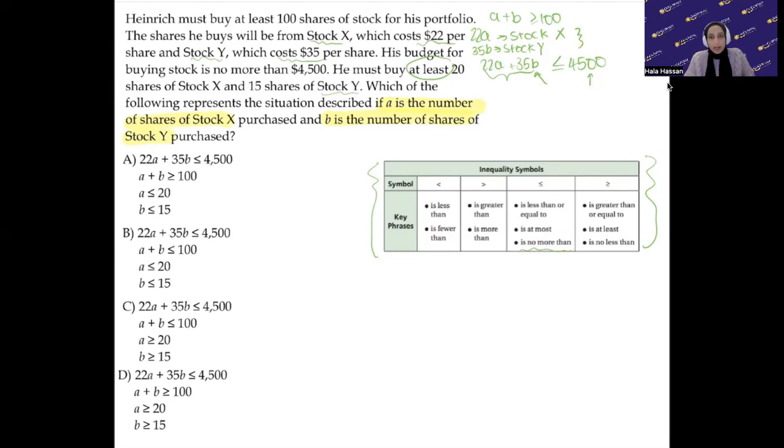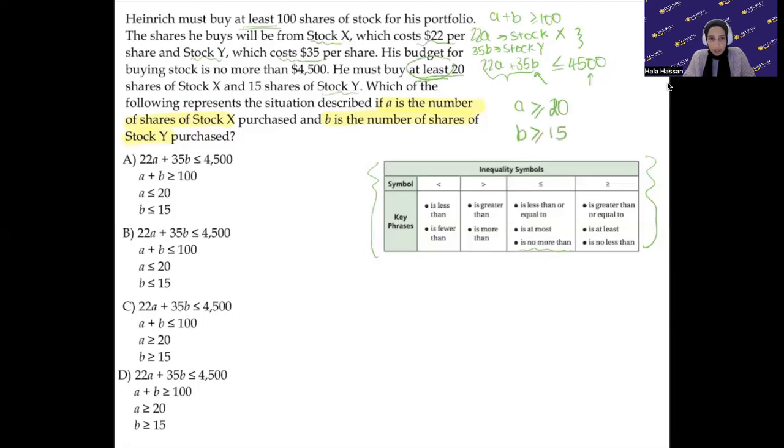Now let's have a look at this. That's not the only thing we had. We had that last sentence, right? That 20, so they're saying at least 20 from stock X. Remember how we represented stock X by A? So A, it's saying at least. Do you remember what at least means? We used it over here, right? At least is greater than or equal to. So it's greater than or equal to that 20. And then over here for stock Y, so B, they said it's also at least, so at least 15.